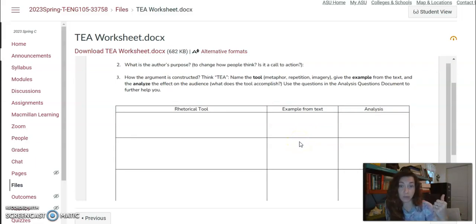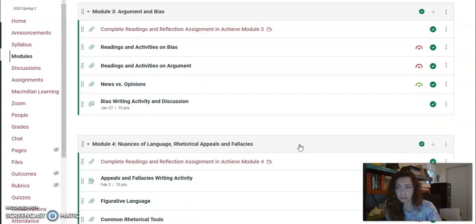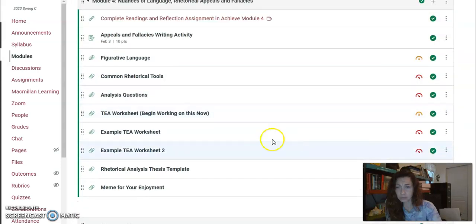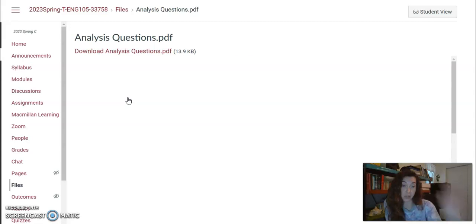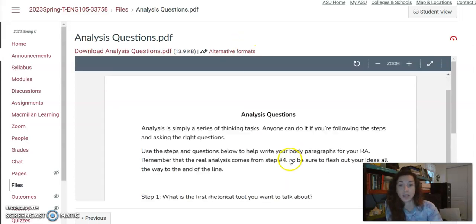TEA: tool, example from the text, and analyze the effect on the audience. How does the tool work? So in order to do that, I've given you this list of analysis questions. Sorry, my brain's a little slow right now. So here are the analysis questions. Print these out, sleep with them under your pillow, memorize them, because this is what we're always going to go back to, okay? Whenever I grade, this is what I'm writing. Go back to the analysis questions, okay?